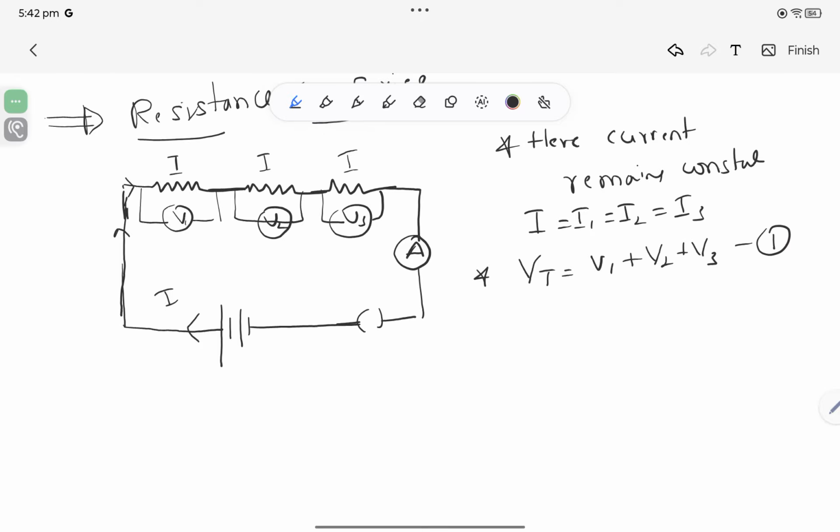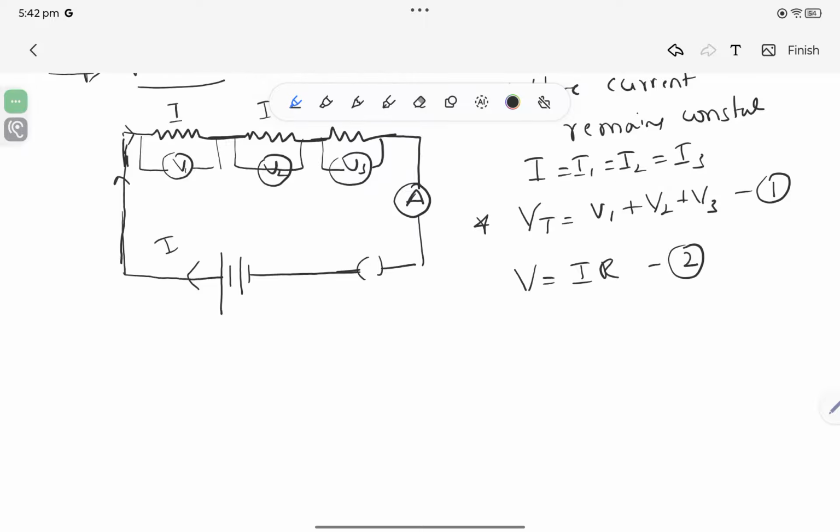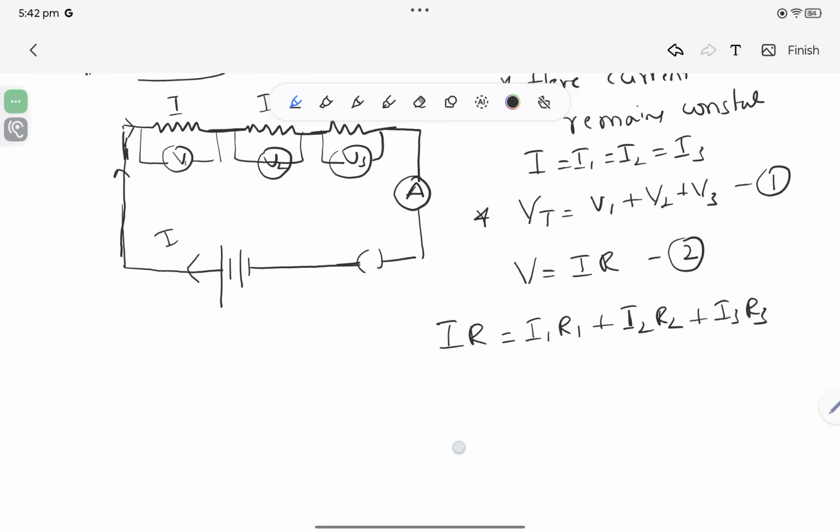Now according to Ohm's law, what is Ohm's law? V is equal to I into R. Let us call this equation number 2. From equation 2, we can modify equation number 1. V is equal to IR. Here current remains constant. So I into R is equal to V1, which means I1 into R1, plus V2, which means I2 into R2, plus V3, which means I3 into R3.